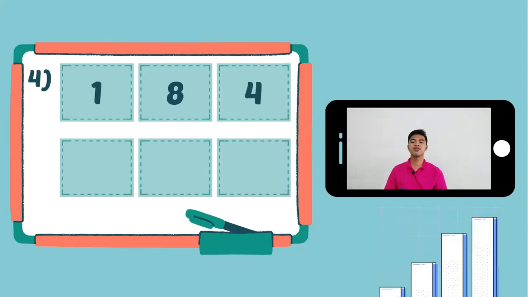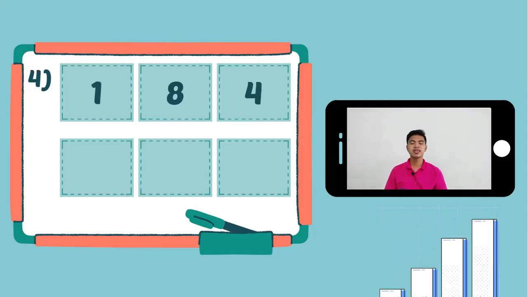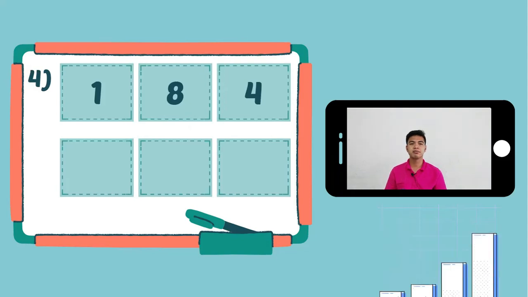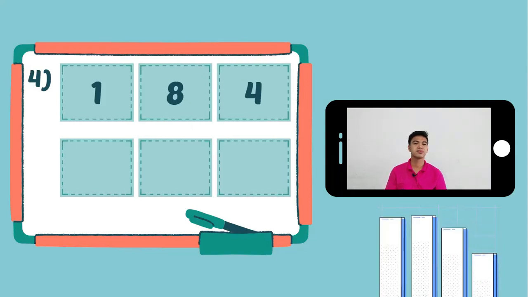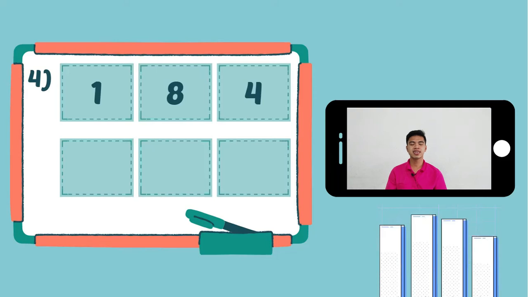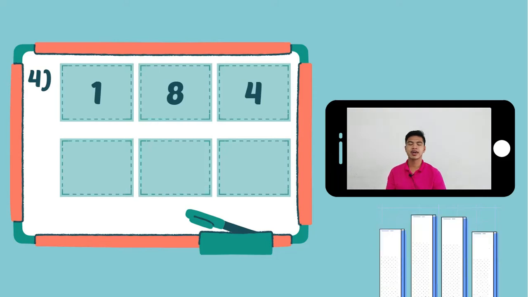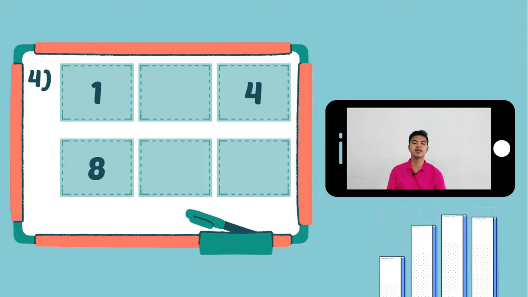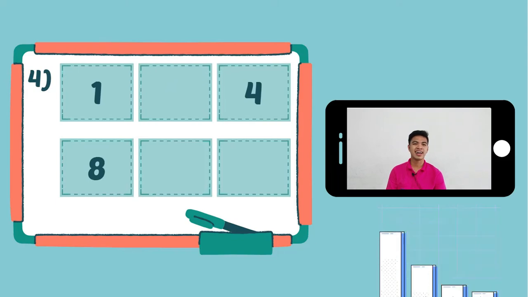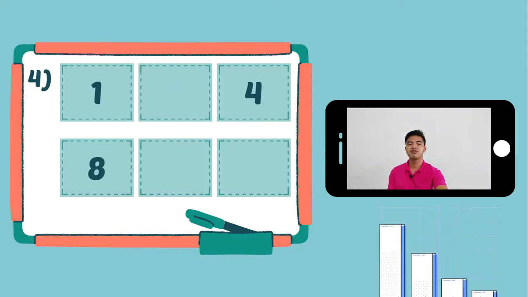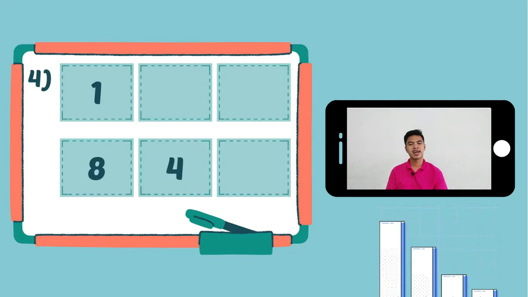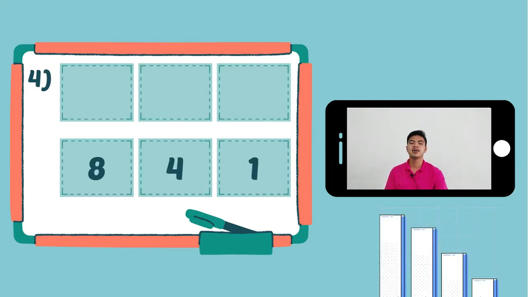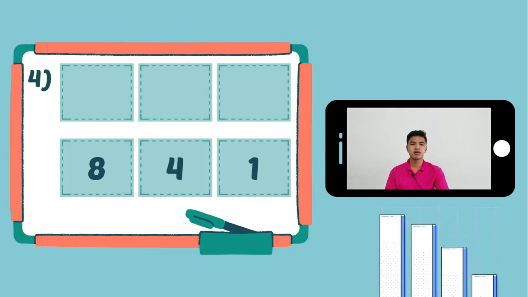So for the number 4, we have the numbers 1, 8, 4. Okay? So which is the biggest number of the 3? Very good. The biggest number is 8. Okay? And then, which is the bigger number between 1 and 4? Good job. It is number 4. And then we're going to have 1 as the last number because it is the smallest of them all.